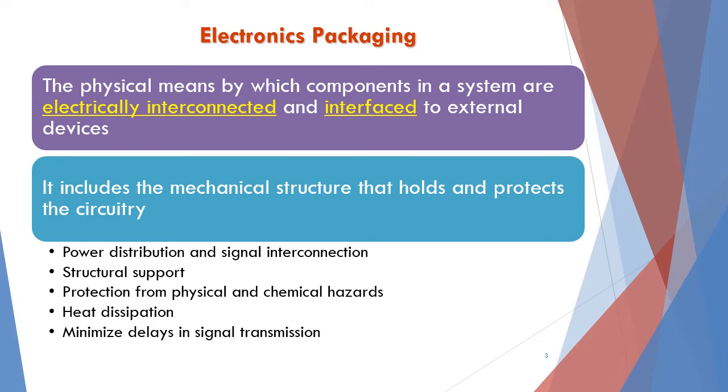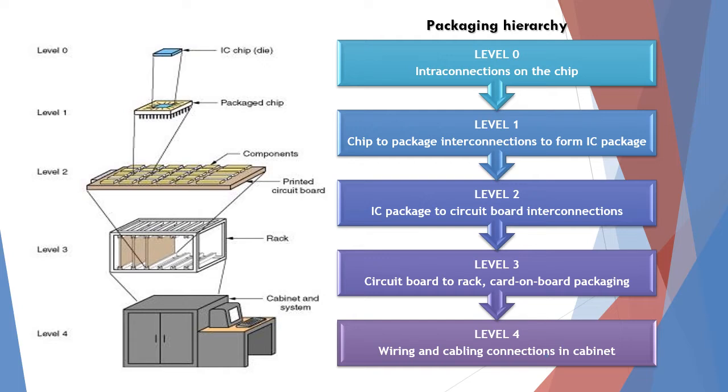In electronic packaging, there will be power distribution and signal interconnection. There will be structural support, protection from physical and chemical hazards, heat dissipation, and it will also minimize delay in signal transmission. There are 5 hierarchy levels of packaging.